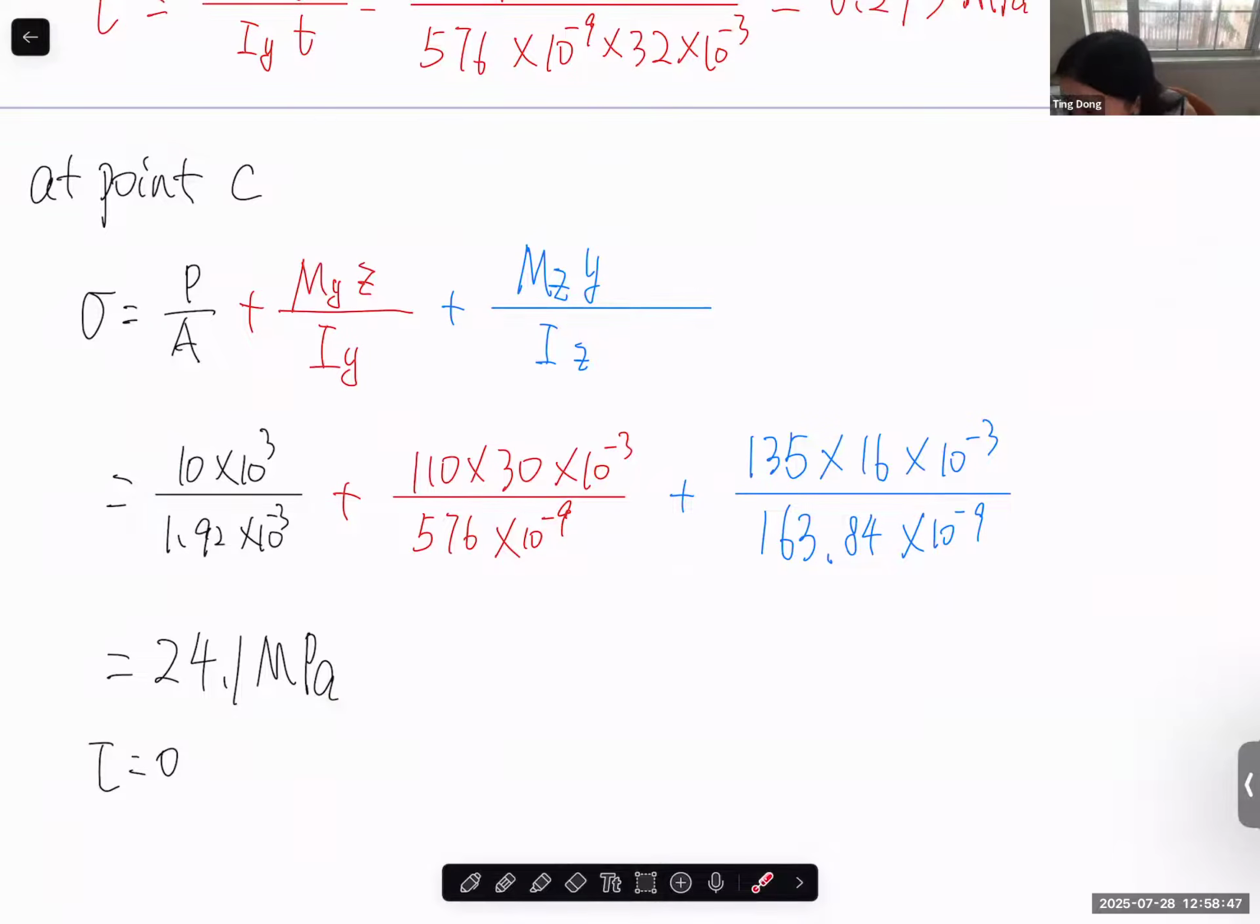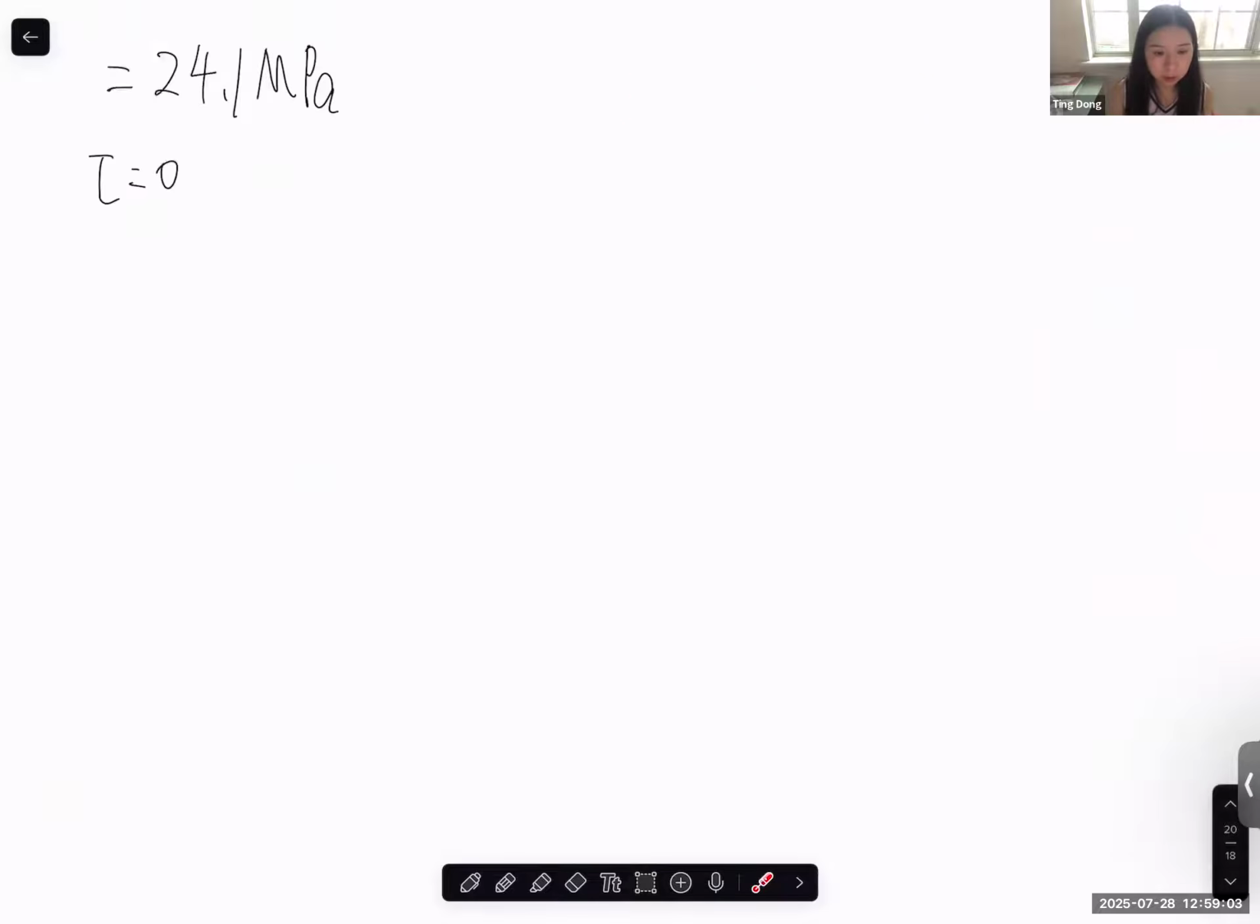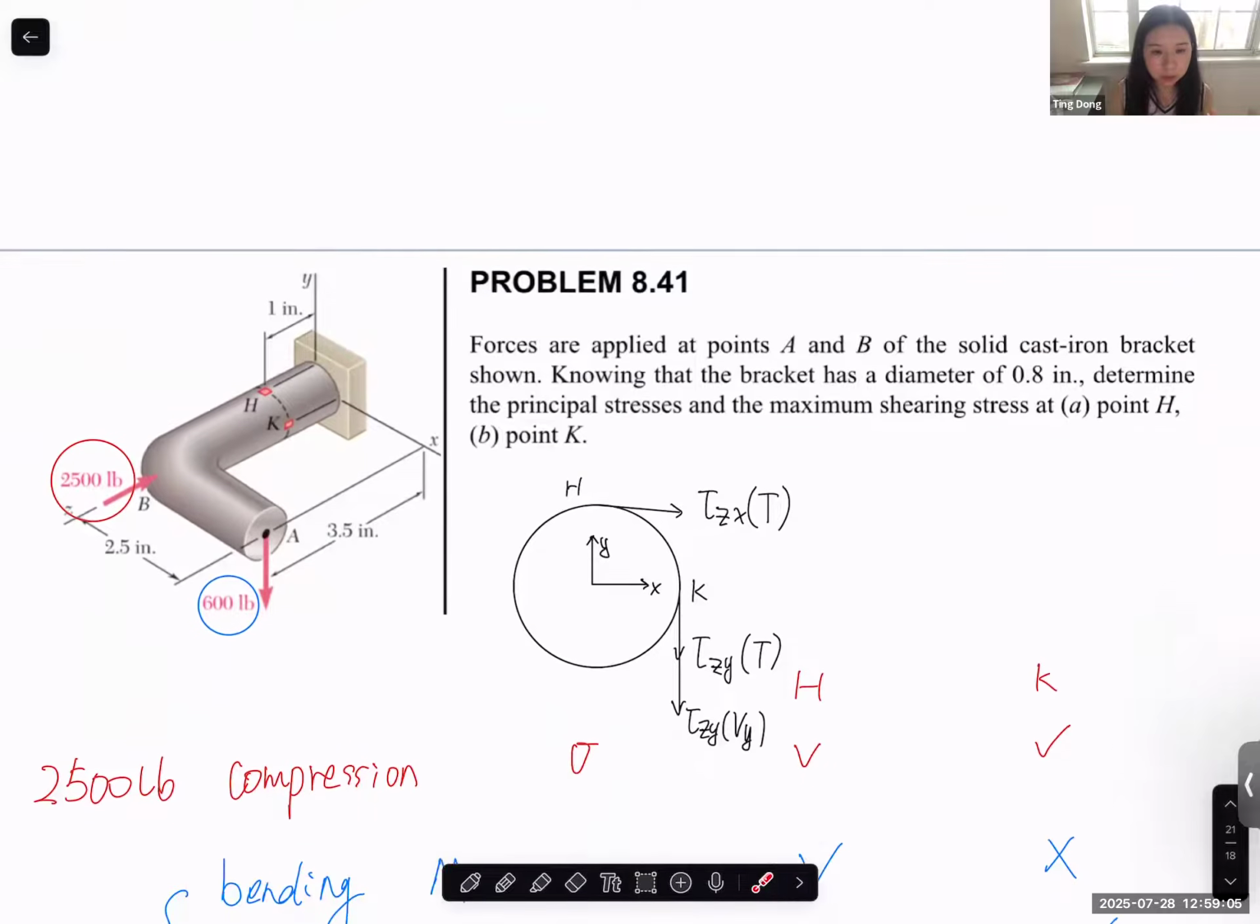We will only be working on rectangular cross sections for stress of combined loads. Anything we talked about in previous chapters, we can always combine here. It does not need to be a rectangular cross section. It can be circular. I also put this one here.